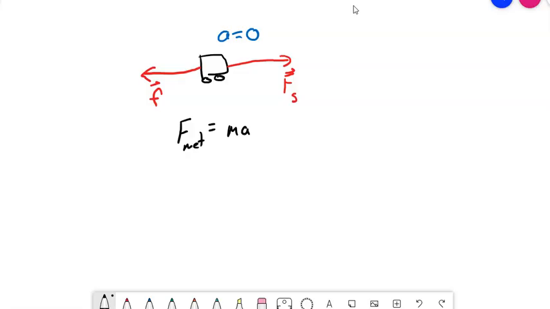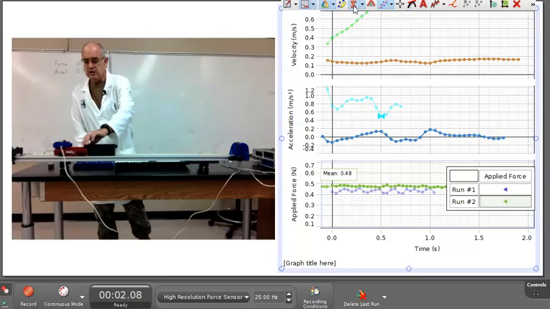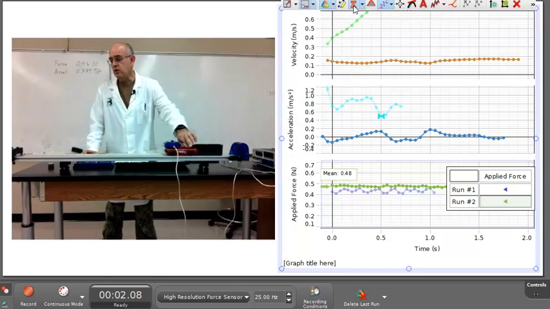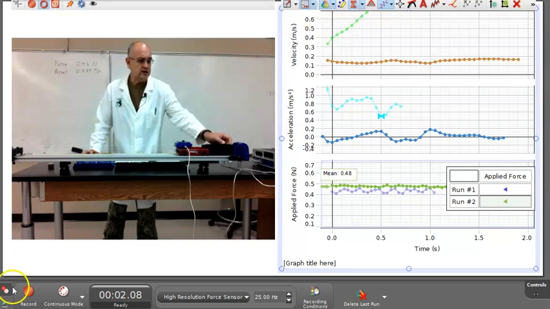Prediction 1-1. Suppose that the cart moves with a larger constant velocity. Will the frictional force be different from before? Okay, let's go ahead and do the experiment. Same friction. I'm going to give it a push to get it started, to give it a faster velocity.